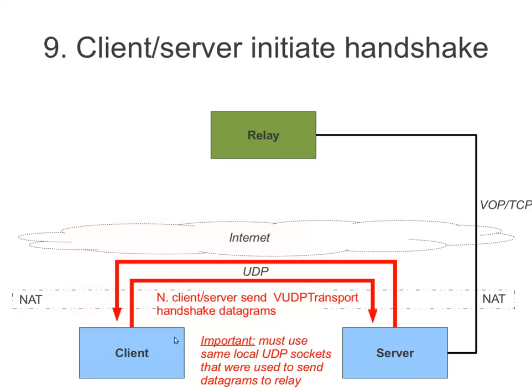The client and server then attempt to initiate the UDP transport connection directly to its peer. And what is very important here is that each side has to reuse the same socket that was used to send datagrams to the relay for communicating with the UDP-based peer-to-peer connection. This is in order for network address translation to also then reuse the same public interface for this second connection.